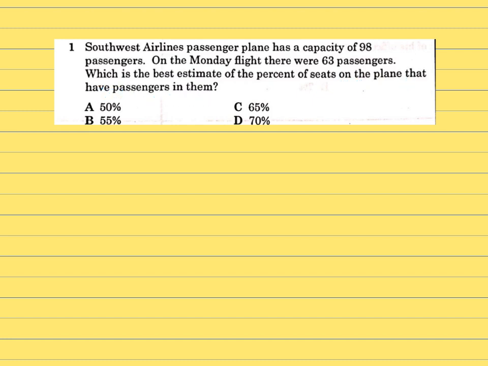So the most important thing to know is, what is it asking for? First of all, we're going to estimate. And we want to know seats on the plane that have passengers. When you look back in the problem, it says there were 63 passengers, and it also tells us there were 98 total. The capacity means total. So percentages are always out of 100 or out of the total that's there. Our total capacity is 98.